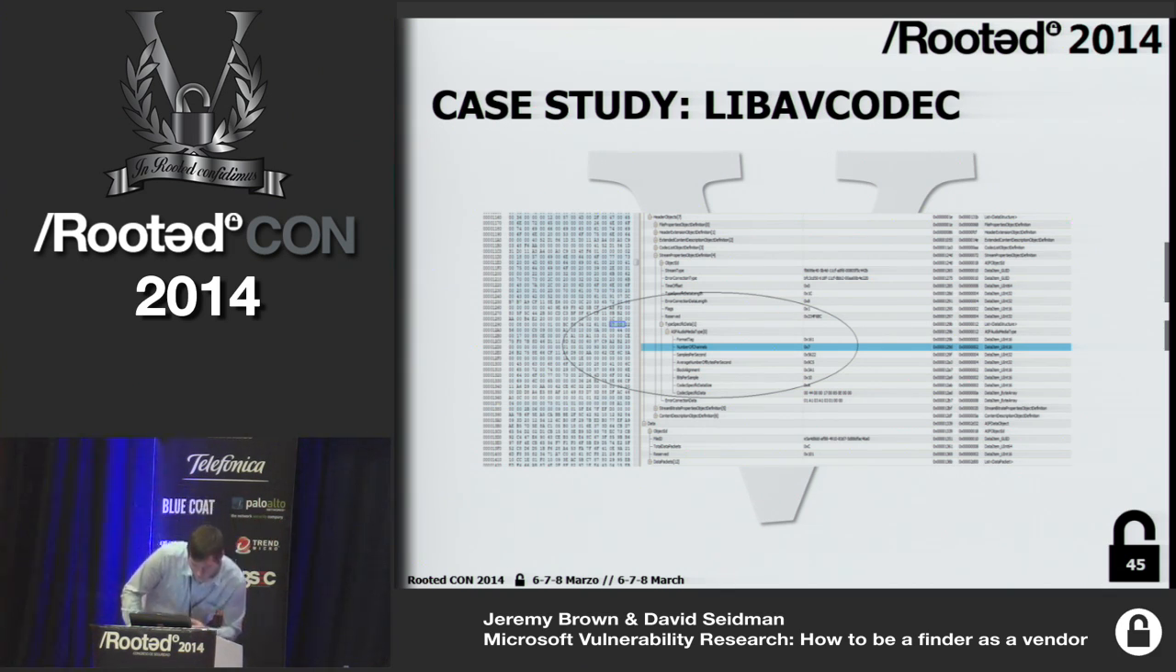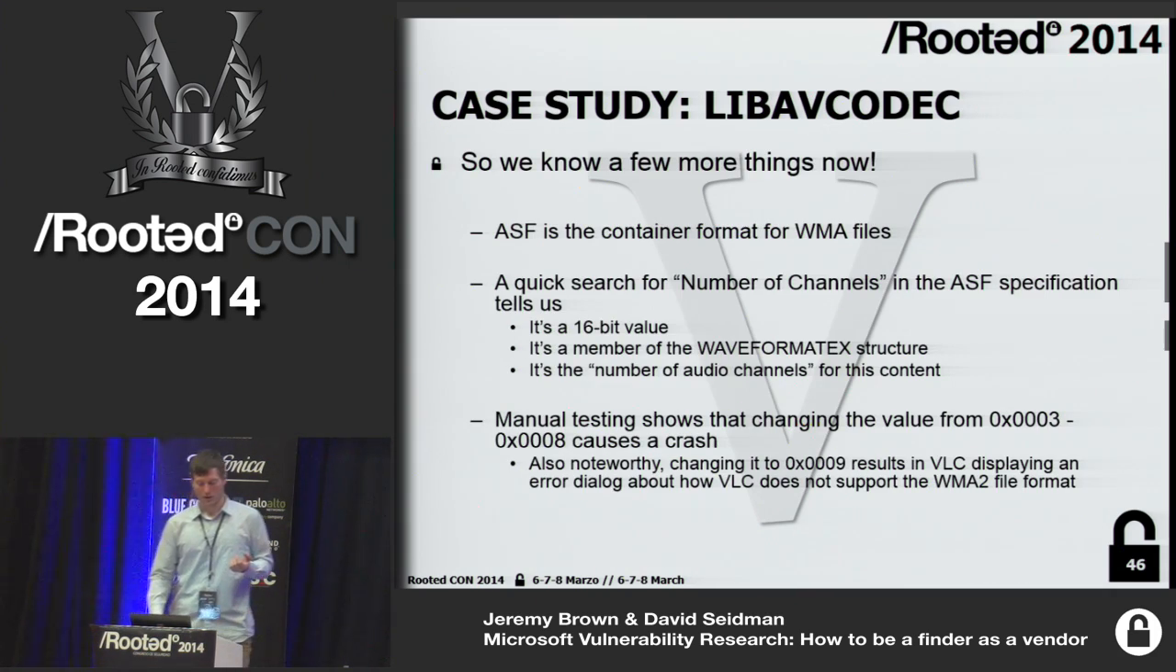But there's a value. We figured out it was the ASF format. It's a container in WMA files, and it was actually changing the number of channels, which tells us it's a 16-bit value. It's a member of the WAVEFORMATEX structure, and the number of audio channels for this content.